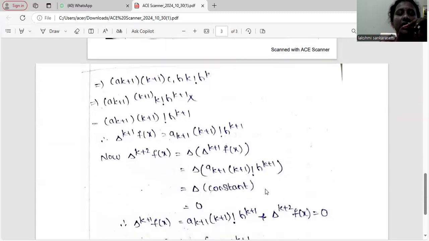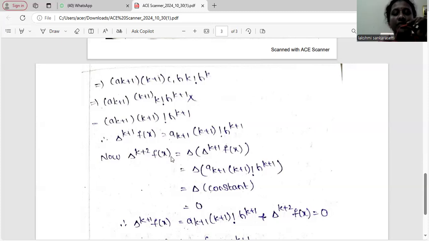We have to prove that delta power k plus 1 of f of x is ak plus 1 into k plus 1 factorial into h power k plus 1. So delta power k plus 1 of f of x is a constant, that is proved by ak plus 1, k plus 1 factorial into h power k plus 1. And coming to the next difference of f of x, that is delta power k plus 2 after k plus 1, the next is k plus 2.